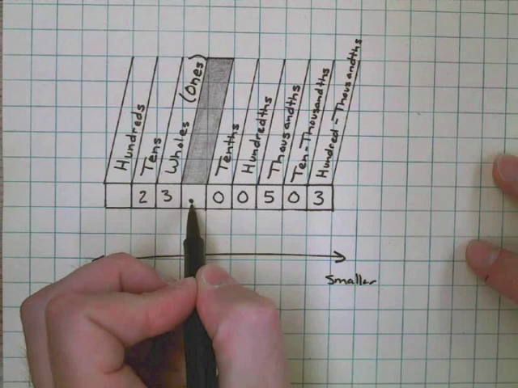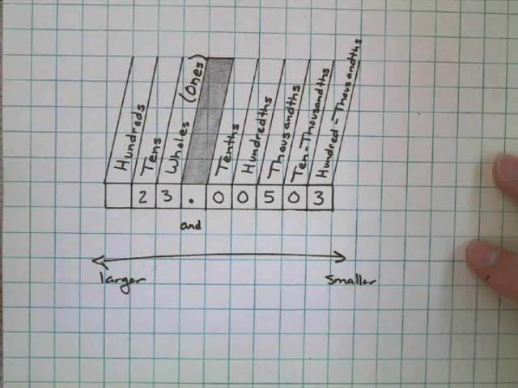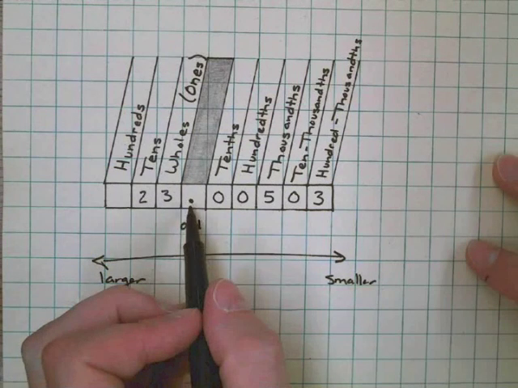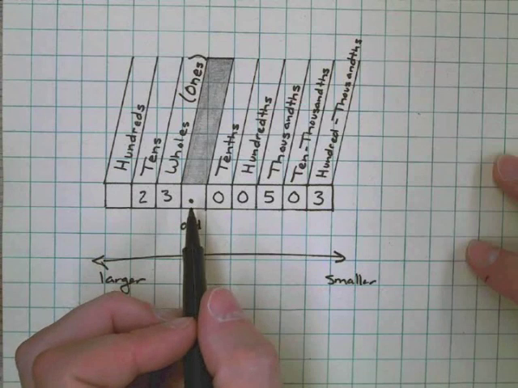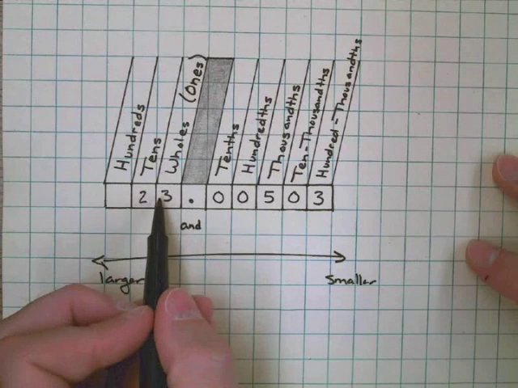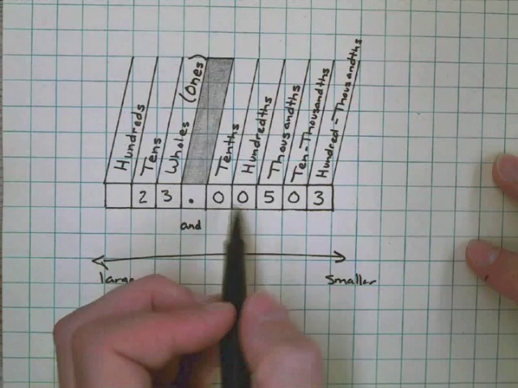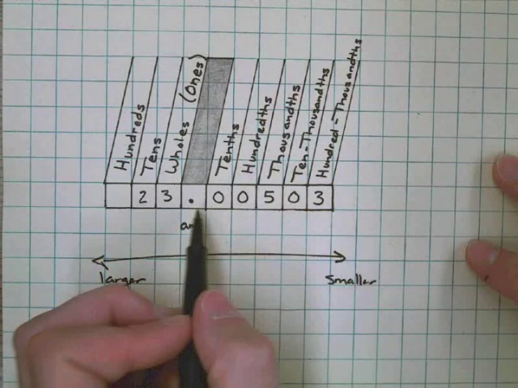Here is our decimal point. We always say "and" when we're reading a decimal point. And the decimal point doesn't have any place value. It's not a place value in and of itself. It's just a way that we show where we go from wholes to pieces of a whole. And that's all decimals are, pieces of a whole.